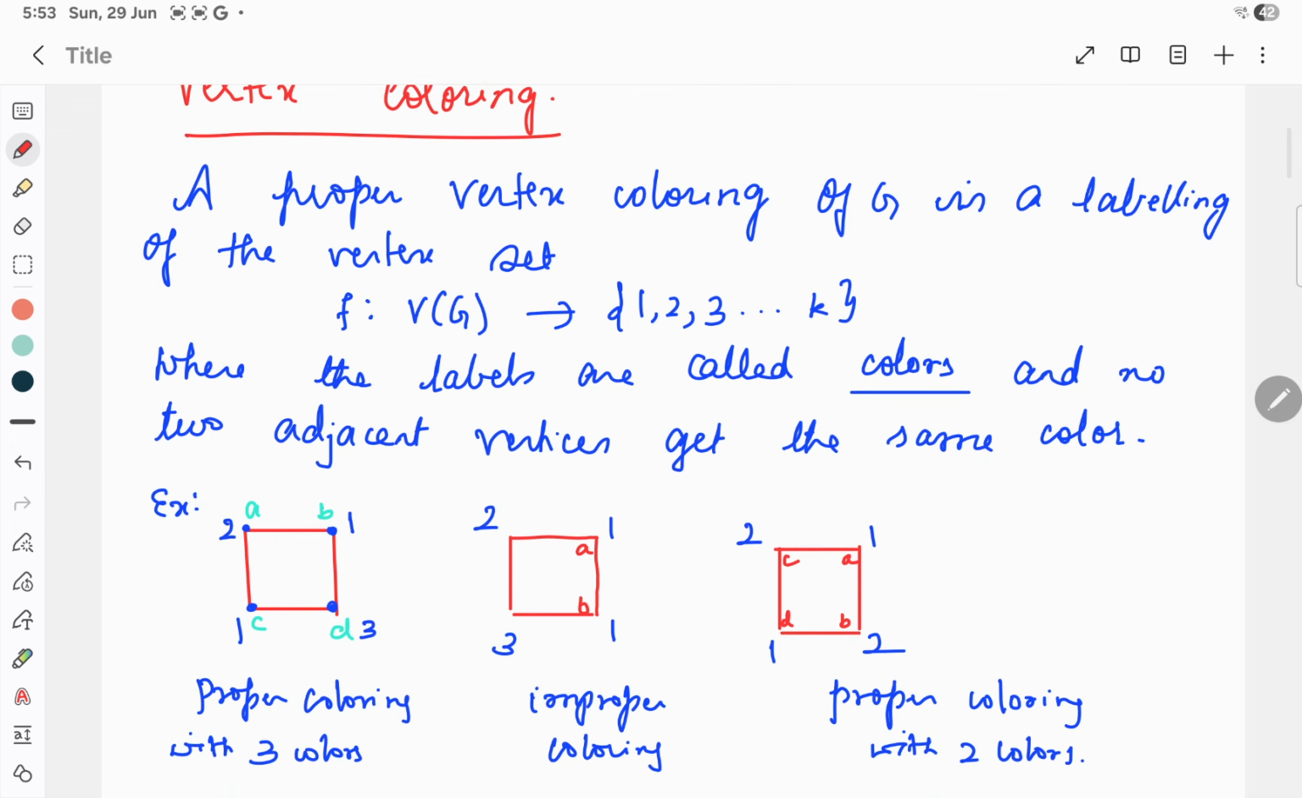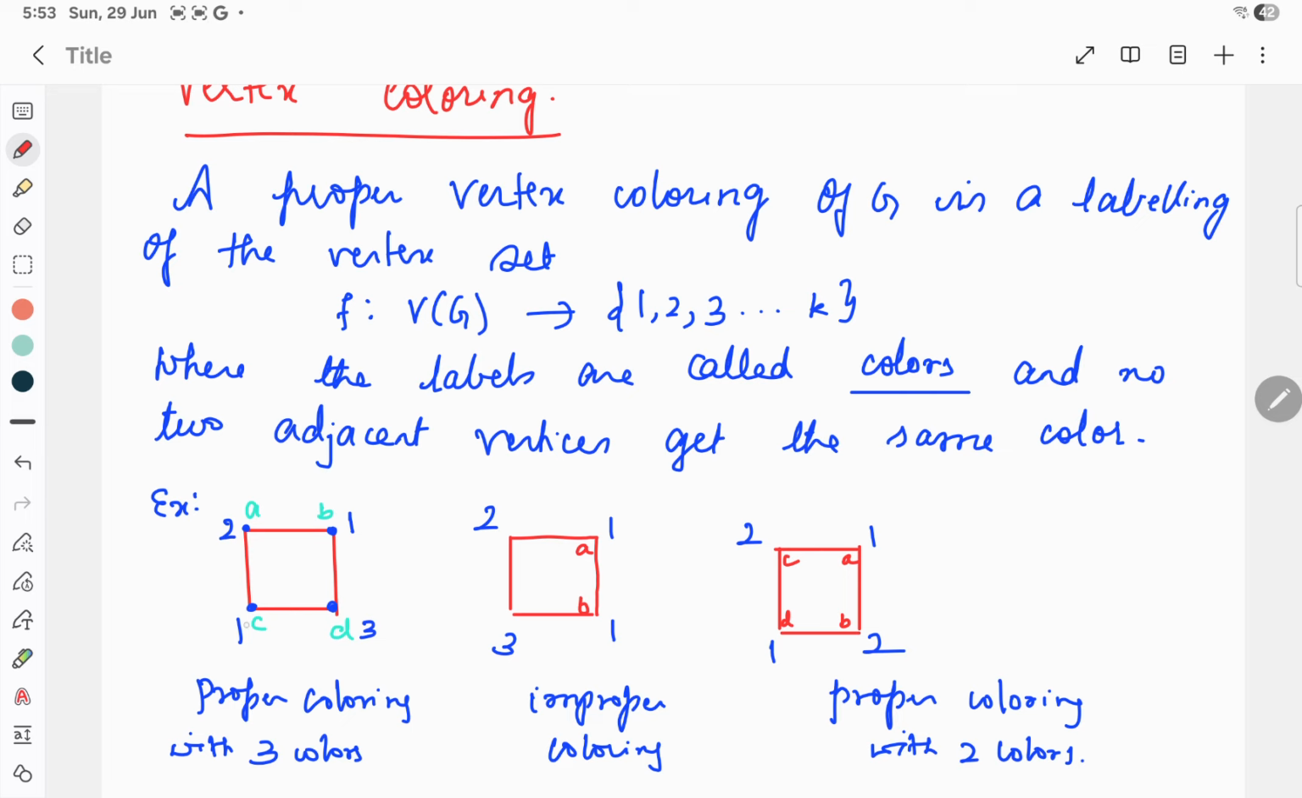So let us consider these three graphs, which have four vertices. According to this first graph, vertex B is colored with color 1. Now vertex A is adjacent to B, so I cannot use the same color 1 to color vertex A. So it should be different, 2. Again, vertex B is adjacent to D, so I cannot use the same color 1 to color the vertex D. So it should be different, and I can take any other color, say 3.